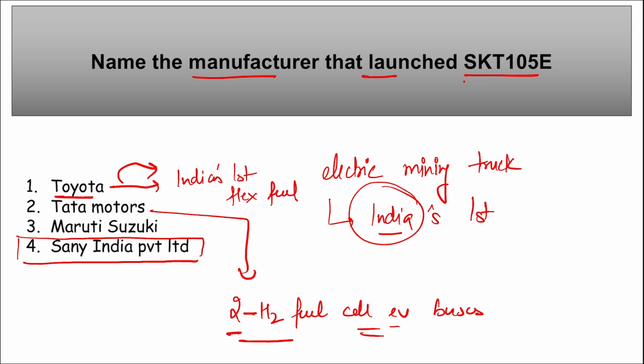And we have seen what is this SKT105E. This is the electric mining truck, and it has a payload capacity of 70 tons, and it is almost zero emission because it is electric and eco-friendly. And remember, it is India's first locally manufactured electric mining truck.